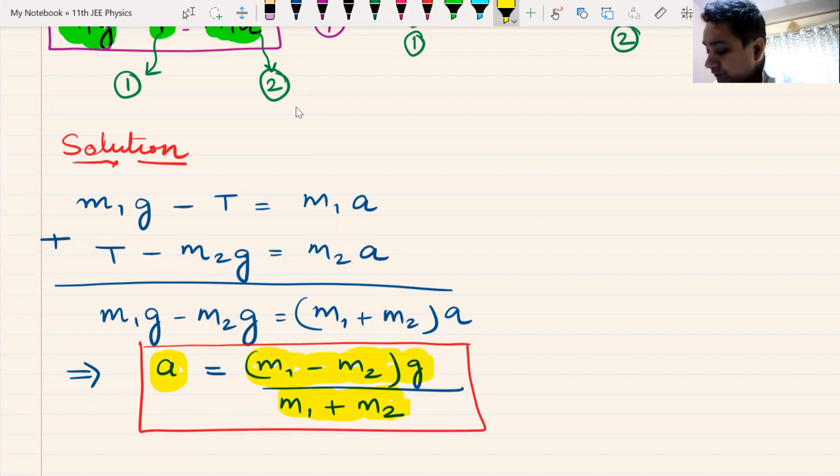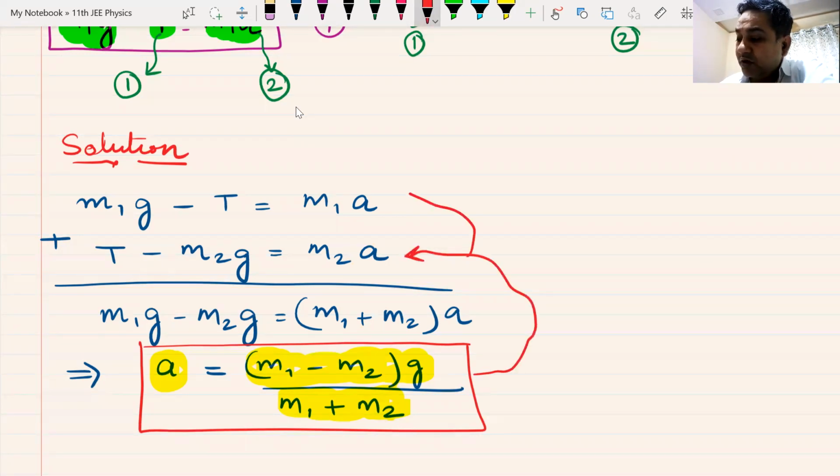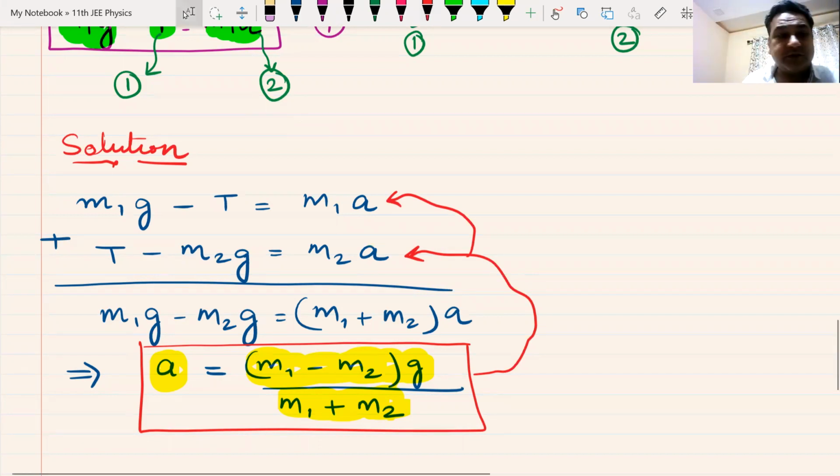You'll get an answer. Once you get the value of a, you can put this value of a in this equation or in this equation, and you can get the value of T from any of the above equations. Am I clear, everyone? How to solve this? Yes or no? This is what we call Atwood's machine, and this is the solution for the Atwood machine.